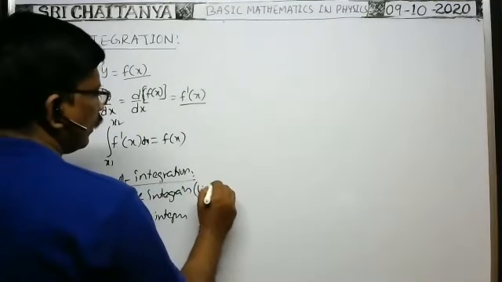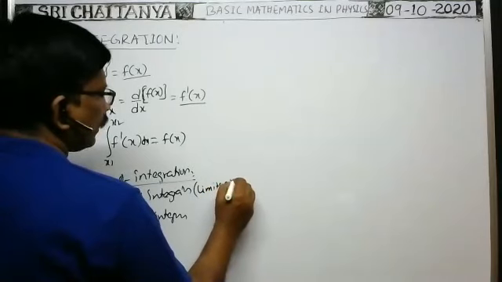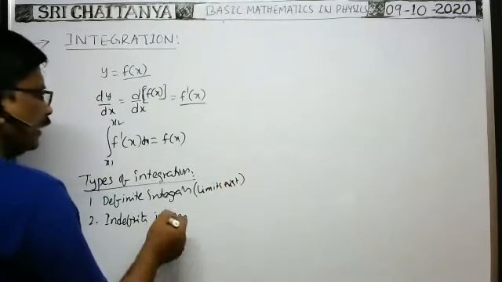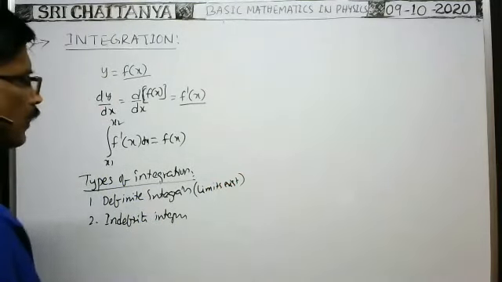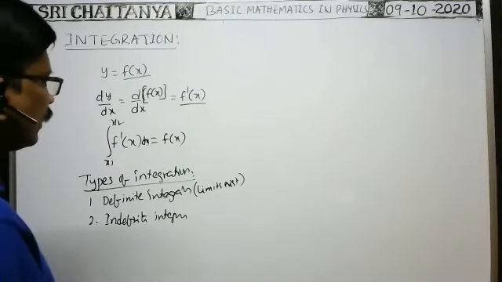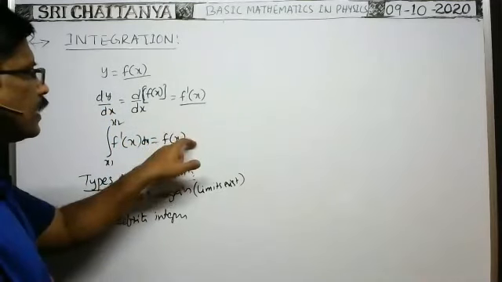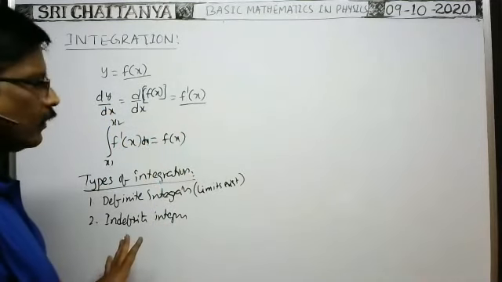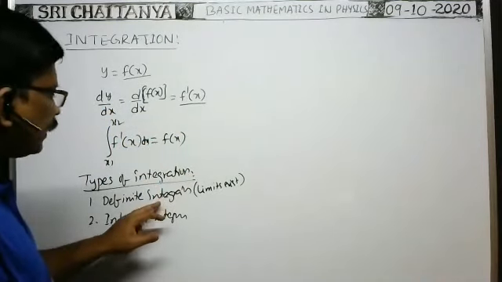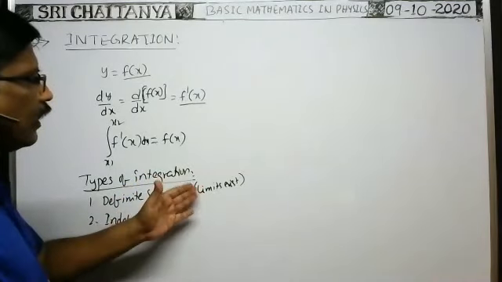If limits exist, we call it definite integration; otherwise we call it indefinite integration. In indefinite integration, after integration, whatever value we get, plus some constant we have to write. In the case of definite integration, we should not write the constant.